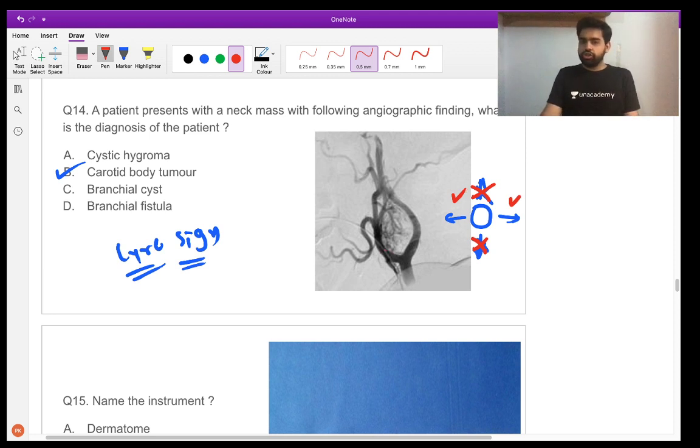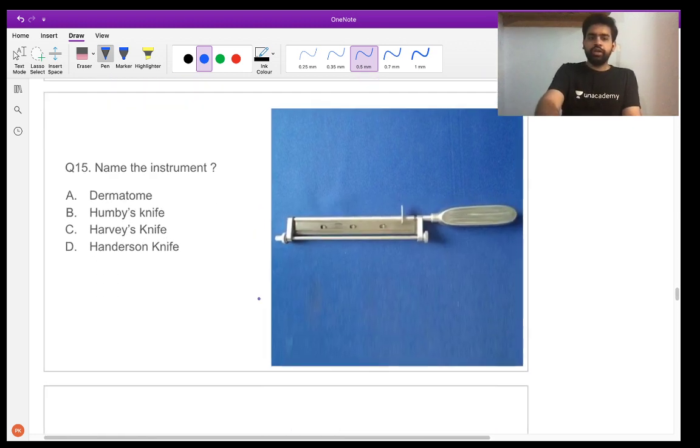And when you perform an angiography, what do you get? This is basically the external and the internal carotid artery. Normally they should go side by side, but there is this particular mass between them. So the branches have to splay apart and then come and join together. This splaying of the external and the internal carotid artery is basically called Lyre's sign. Very good, guys. Now let us move on to the next question.